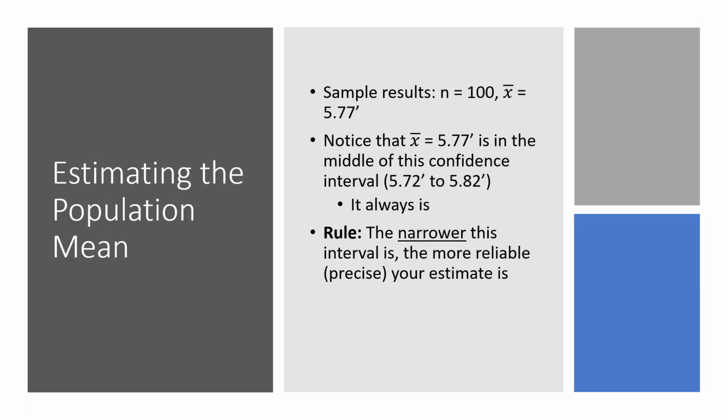So our sample results would be a sample size of 100 and a sample mean of 5.77 feet. And notice that that would be in the middle of the confidence interval that we talked about on the previous slide. Your sample mean is always going to be the center portion of your confidence interval. As a rule, the more narrow the interval is, the more reliable or precise your estimate's going to be.